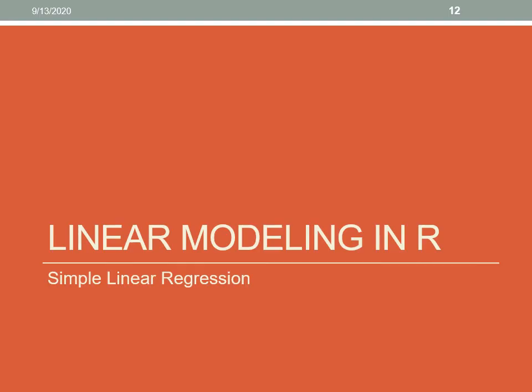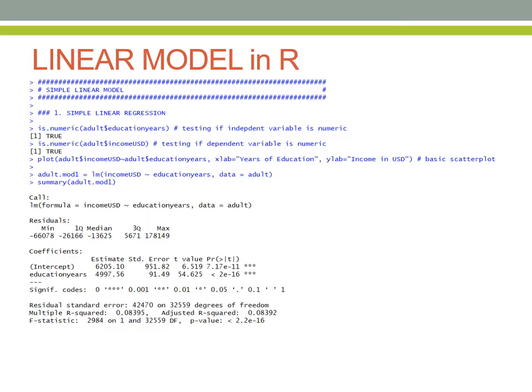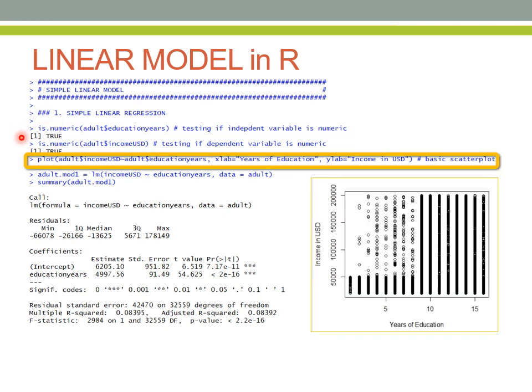Let's see what a simple linear regression looks like in R. A simple linear model in R is pretty straightforward. We're starting with a test for our attributes that we want to compare. Here we're using 2 numeric attributes, education years and income USD. Always test before you assume. And then we're going to set up our plot. This is a basic scatter plot to ensure that there is some relationship. We're seeing there is some relationship that we might assume would be worthwhile.